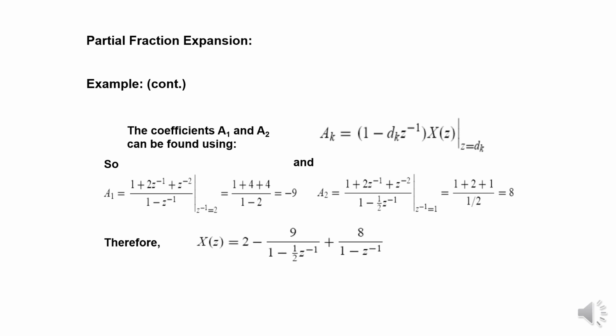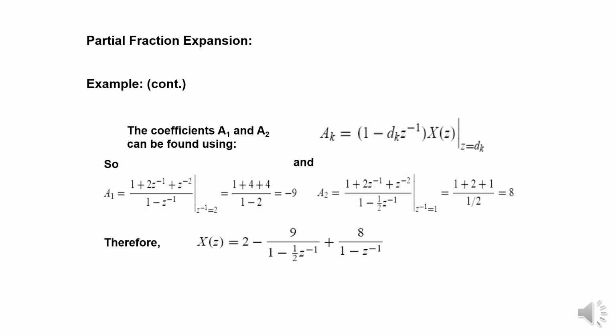So z to the power minus 1 equal 1 is what you are substituting, because equating 1 minus z to the power minus 1 to 0, you are getting z to the power minus 1 equal 1. So when you substitute z to the power minus 1 equal 1 into this, you are getting a2 equal to 8, right? So likewise we have now found b0, a1 and a2, right? Finding a1 and a2 is not that tricky, if you understand.